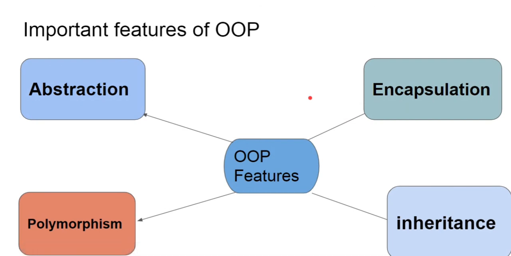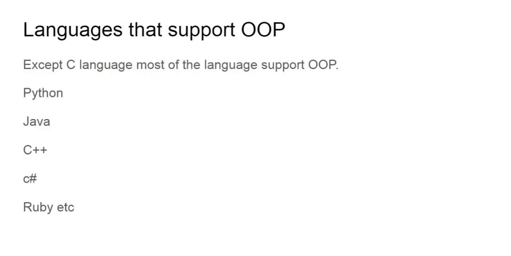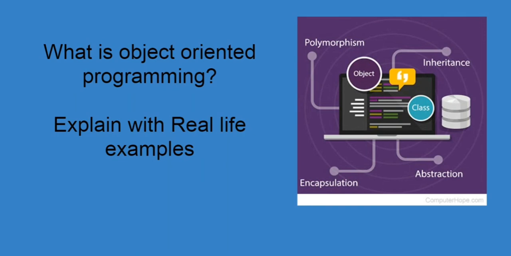So that is all about object-oriented programming, what object-oriented programming is. Object-oriented programming helps us to organize the program in a systematic way. With the help of object-oriented programming we divide these things.